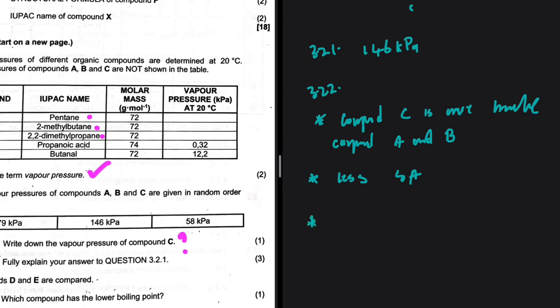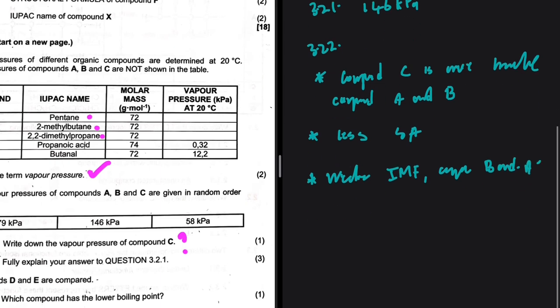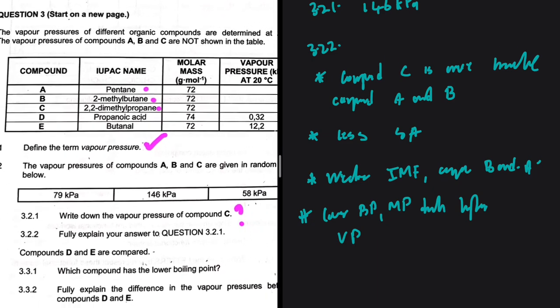And then if it has less surface area, it has weaker intermolecular forces. Let me not say less, that is not the right way of phrasing it. It has weaker intermolecular forces compared to B and A, right? And weaker intermolecular forces means a low boiling point, melting point, but higher vapor pressure. So the highest vapor pressure between A, B, and C should be that of compound C because of those reasons.